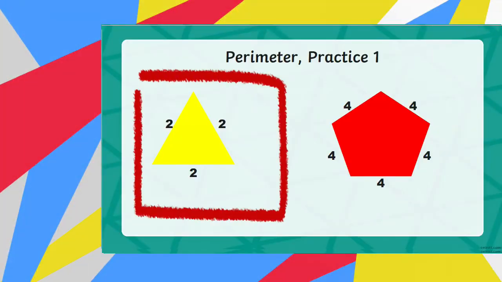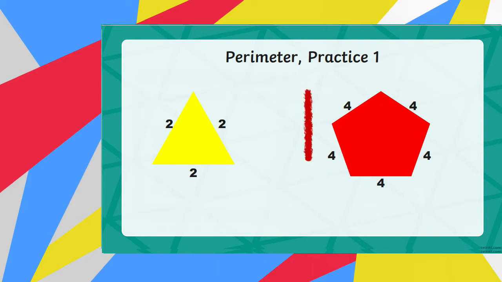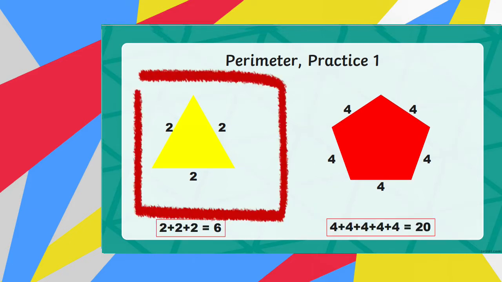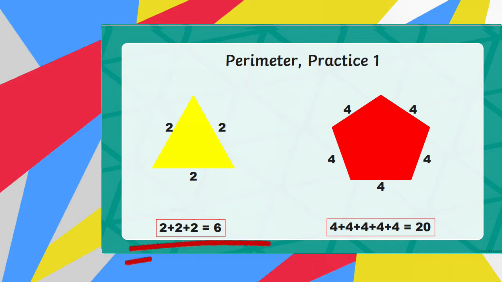So we see by looking at each shape that each side is equal. So that means that they are a regular or equilateral shape. So to find the perimeter, we're just going to add the numbers together. So if we take the triangle, each side measures 2. We're going to add 2 plus 2 plus 2. That's going to give us a perimeter around that triangle of 6.